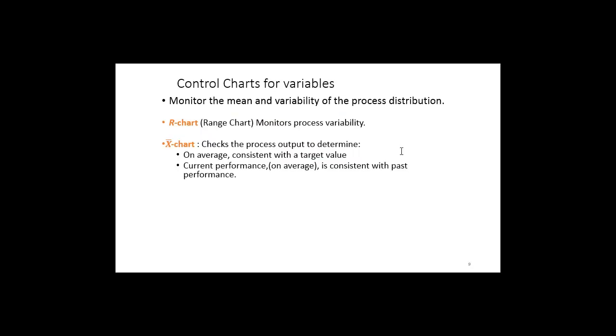Control charts for variables are the range chart and the average chart, or as we call them, the R chart and X bar chart. We need to monitor the mean and variability of the process, because when we are measuring a variable, we can find out what the range is, the difference between the minimum and maximum of each sample, and what the average is. So we will check both using two charts.